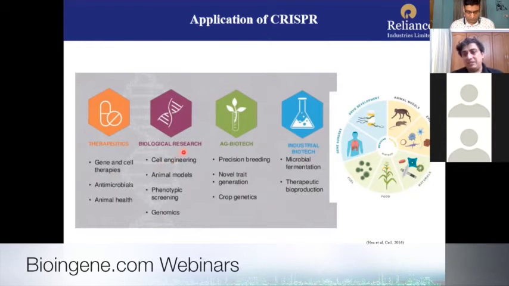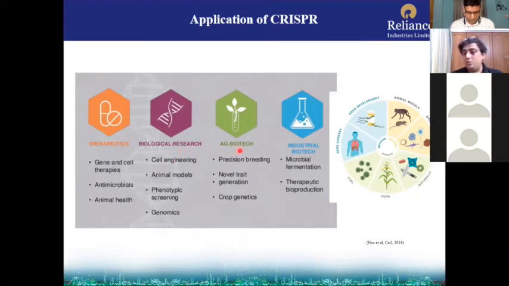We can do basic biology research. We can do agriculture biotechnology by doing precision breeding. We can bring novel traits. We can influence crop genetics by these. And also industrial biotechnology like microbial fermentation, therapeutic bioproduction, etc.